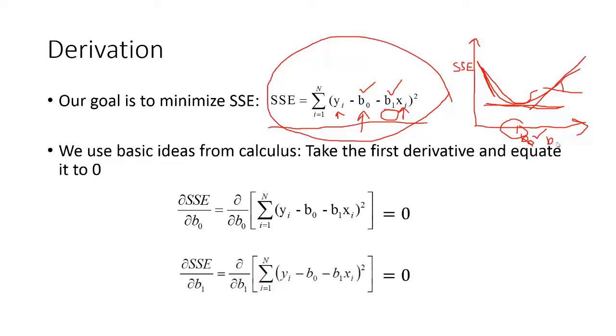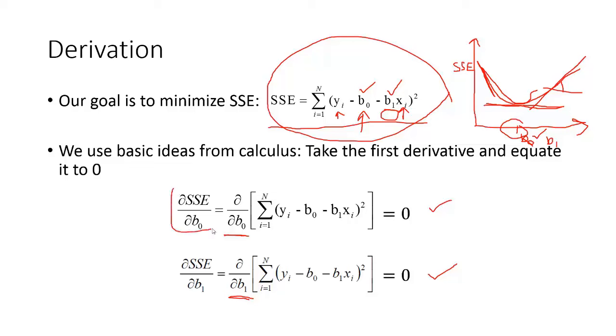I can say for a given beta naught, as I keep changing beta 1, what is that value of beta 1 that minimizes it? So essentially you'll wind up having two equations with two unknowns. The two unknowns are beta 0 and beta 1. The two equations are what you get when you derive with respect to beta 0 and what you get when you derive with respect to beta 1, and then you equate that to 0, right? And then you have two equations with two unknowns. That's just a simple form of simultaneous equations for you to solve.